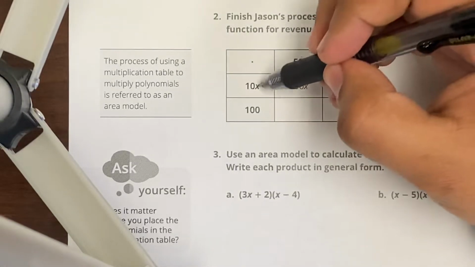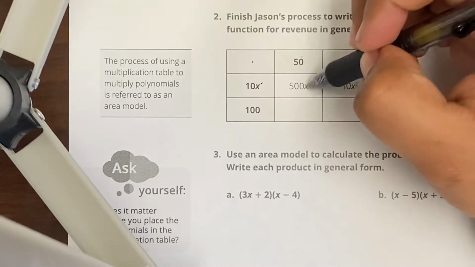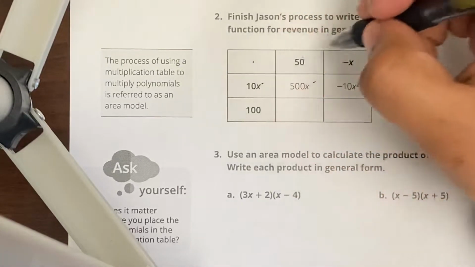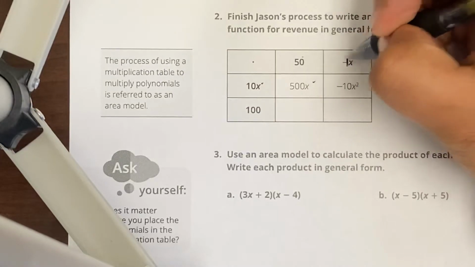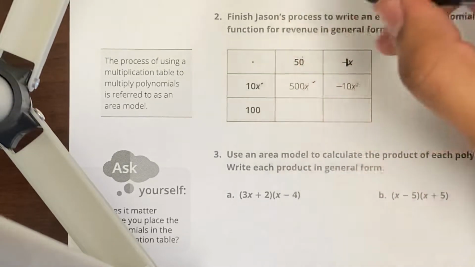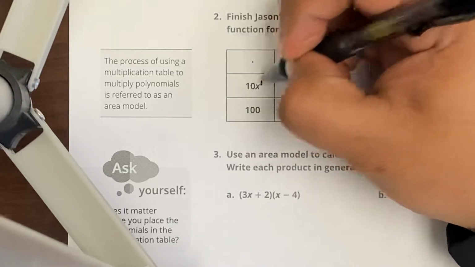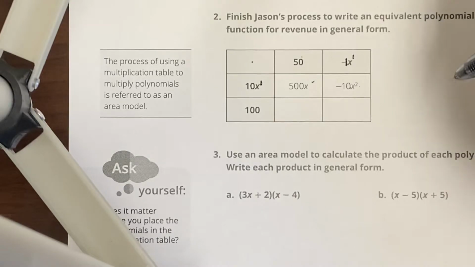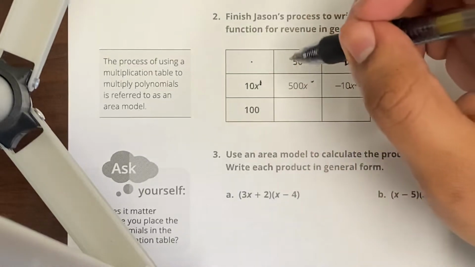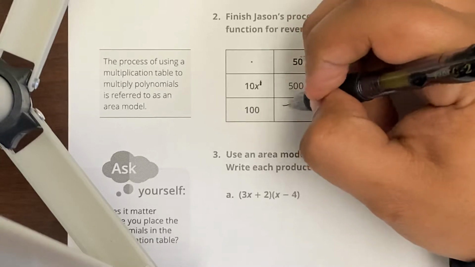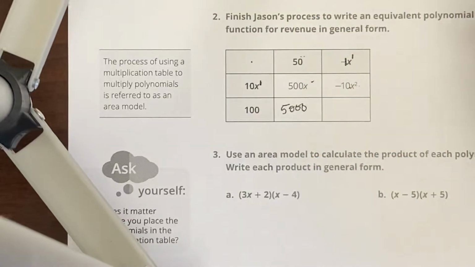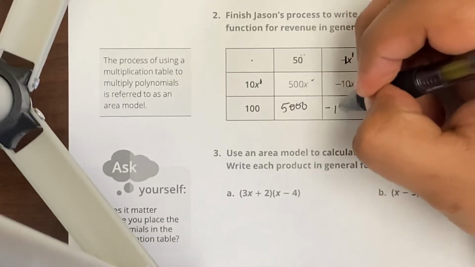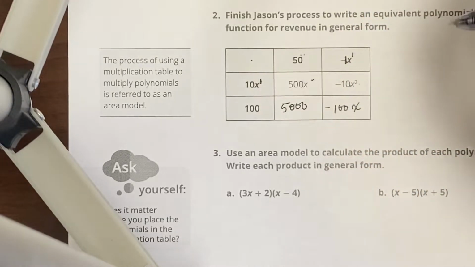Then we got to see, well, there's only one x right here, no x right here. That's why there's only one x. Here we go. 10 times negative x, which is negative 1. Negative 1 times 10 is negative 10. x1 and x1 give me x2. Here we go. 50 times 100 is 5,000. 100 times negative 1x is negative 100x.